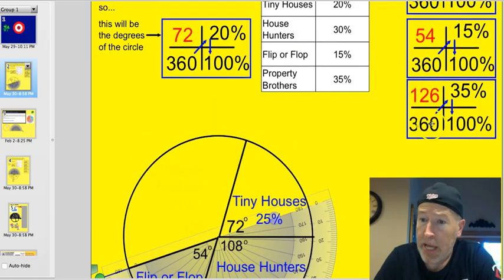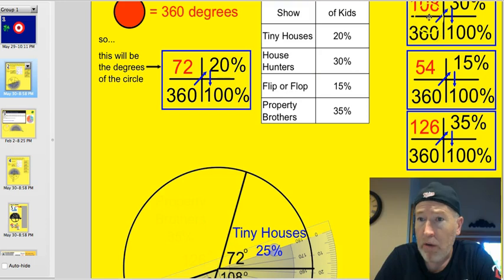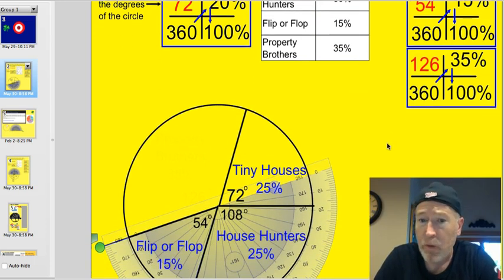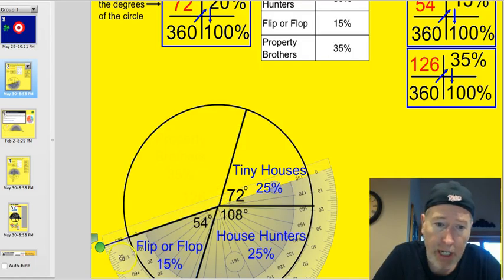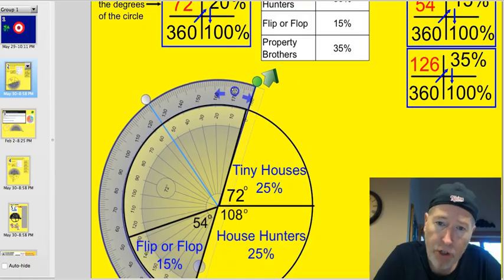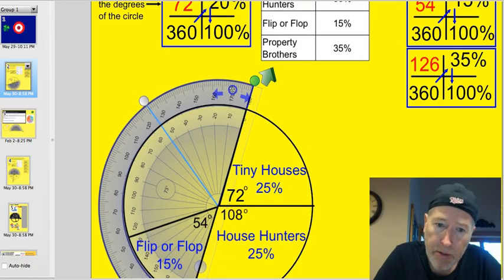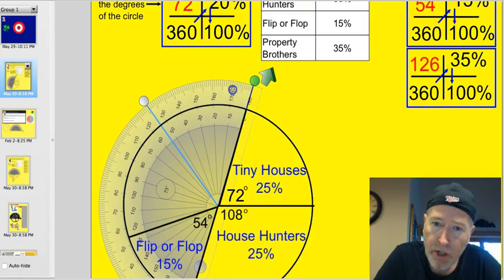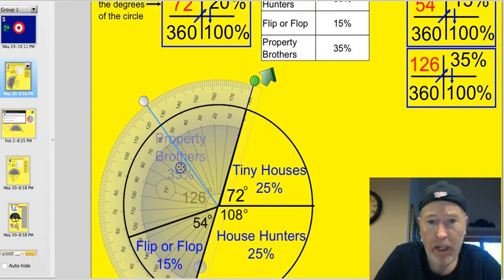Now I could subtract 360 minus 54 minus 108 minus 72 and get 126 as well. But I'm just going to go ahead and check it and make sure I have 126 degrees. Starting at 0 over here, you can see 120, this is 130, 125. It is at 126 degrees. So I can click that in and get my property.